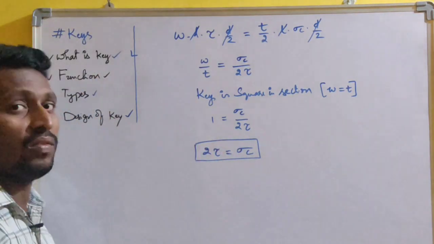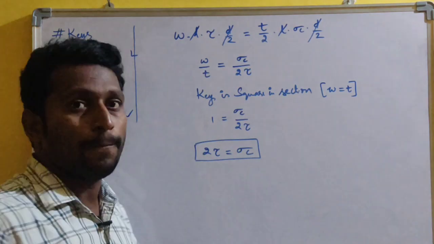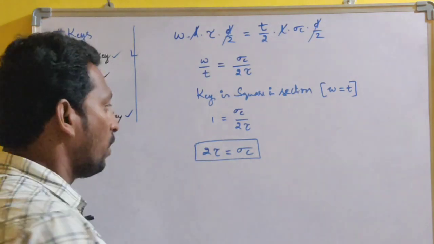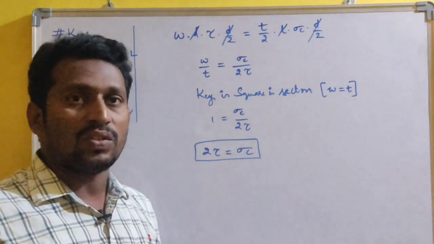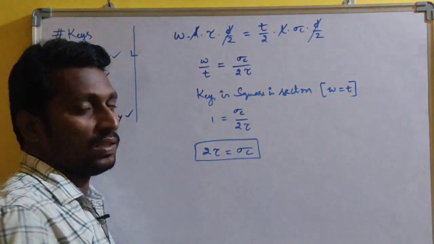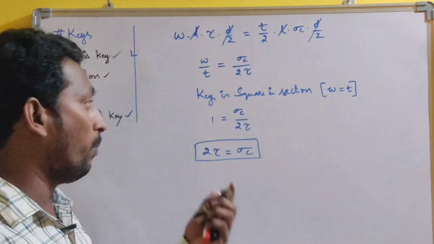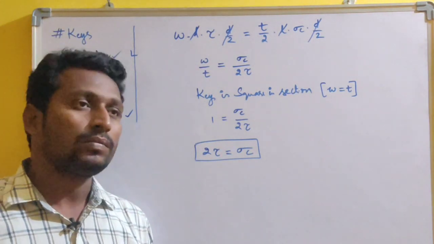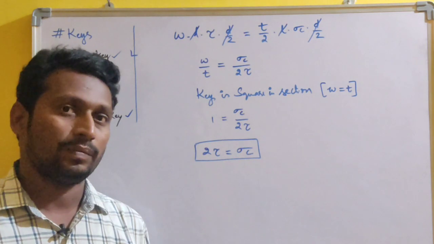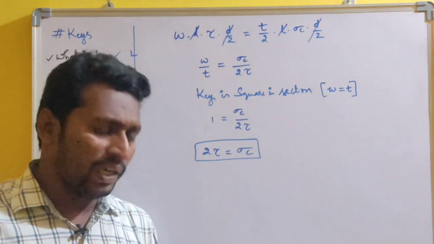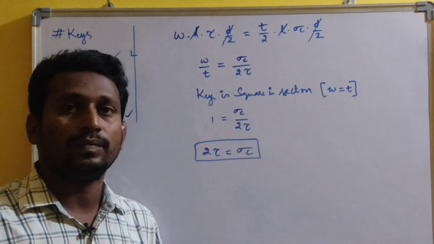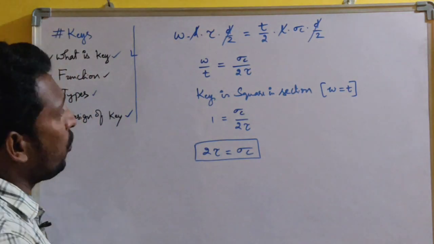Okay, so in case of designing of keys, especially a square key, the compressive stress of the material of the key is 2 times the shear stress. Okay, it is a very important point. Always the compressive stress is 2 times the shear stress. So here we have equated those two terms and found the relation between sigma C and tau.